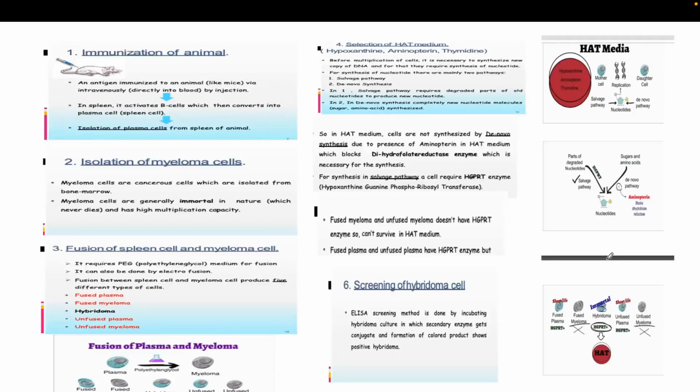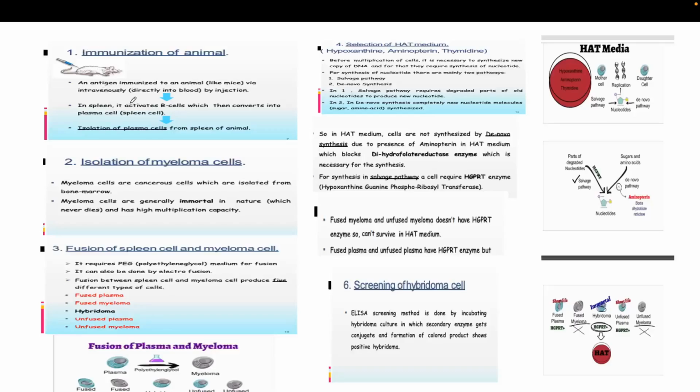So now, how do we perform hybridoma technology? This is the complete procedure. Firstly, we have to immunize the animal against the antigen for which you want to raise the antibody. That antigen you have to inject into the mouse model.